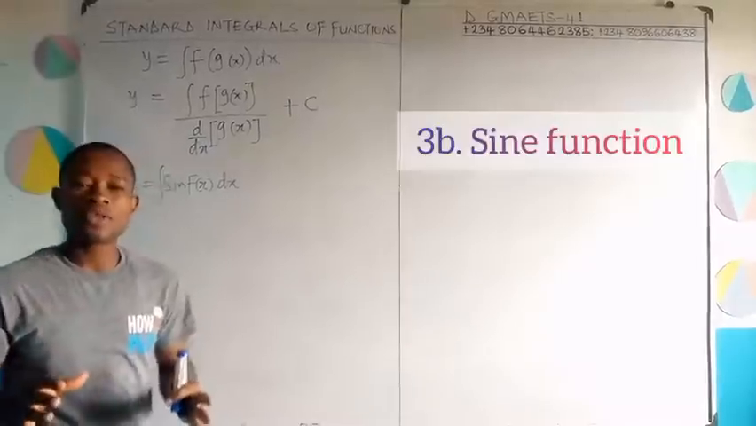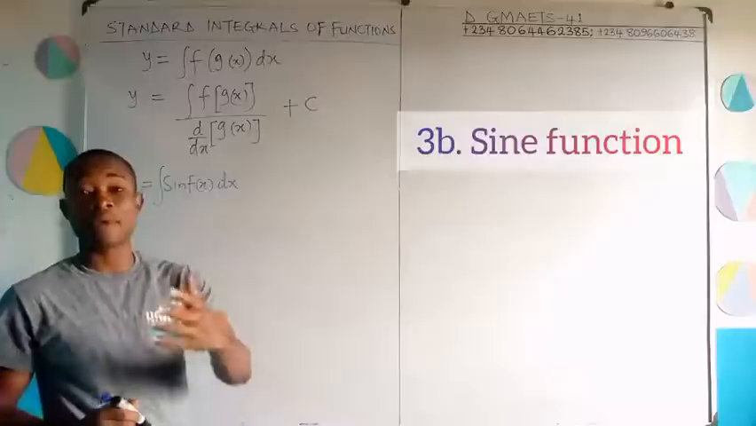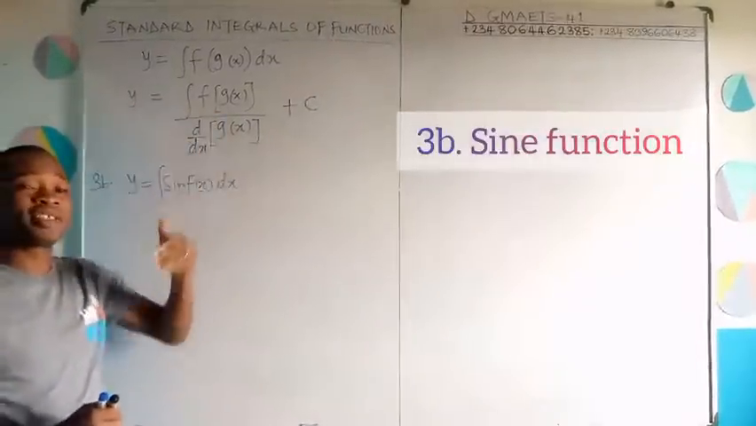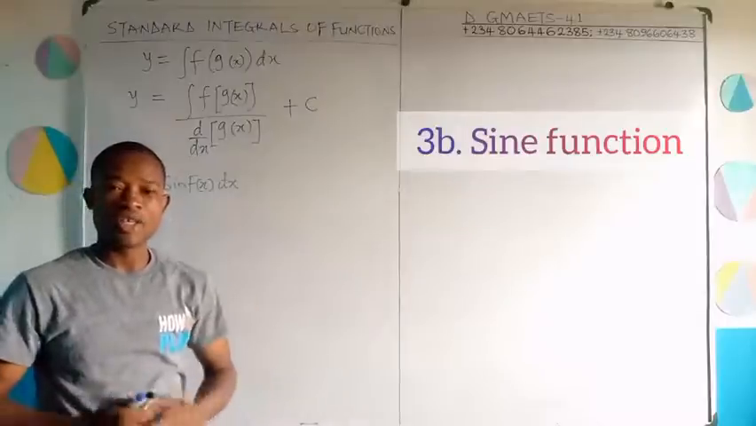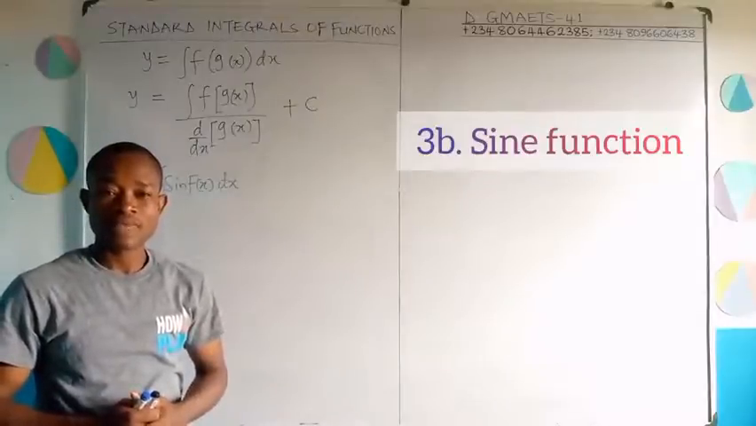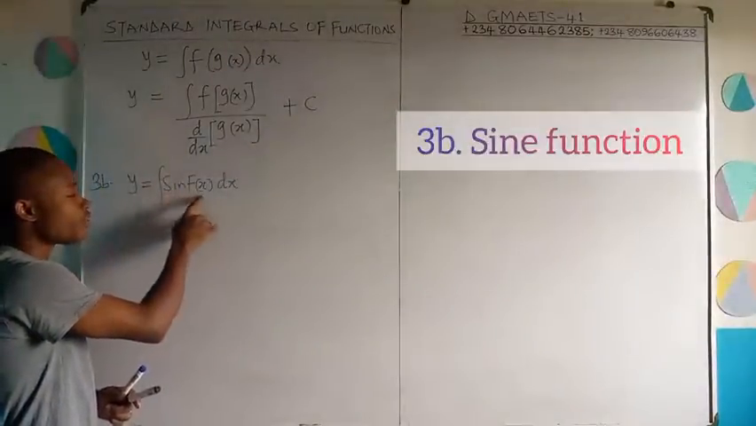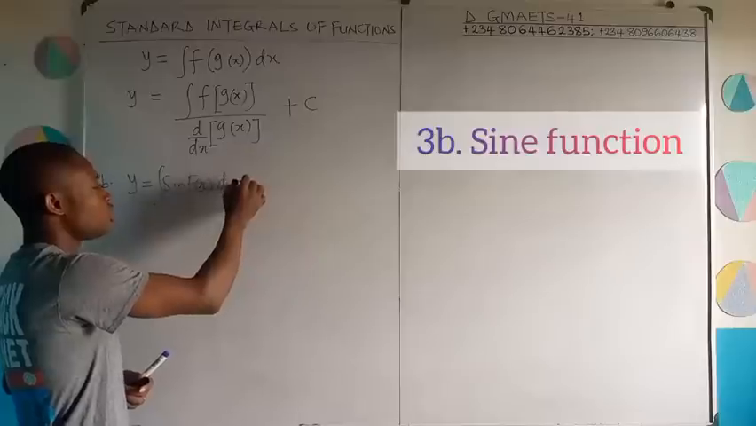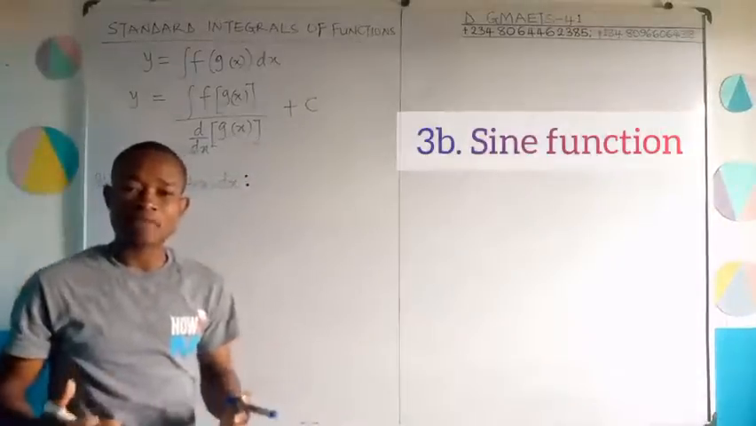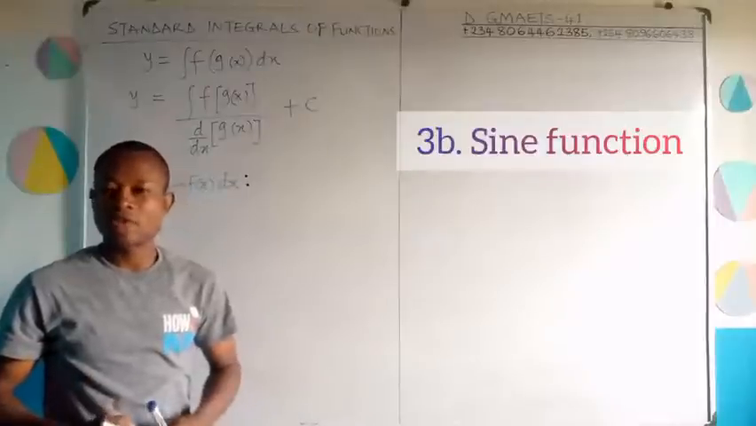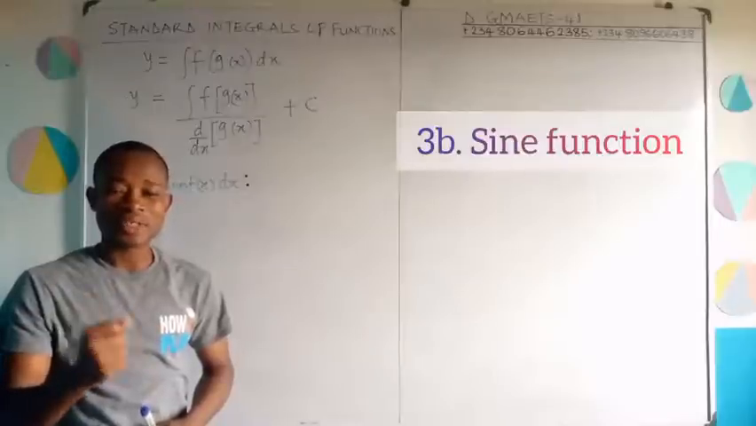So as usual, we are going to identify our major function and then identify our minor function. And remember the general approach. We shall integrate the major function and then divide by the derivative of the minor function. So let's do this and say the major function here is sine. The minor function is f of x as usual. So to obtain the integral of sine, I'm going to ask myself in differentiation, which function did I differentiate to get sine?